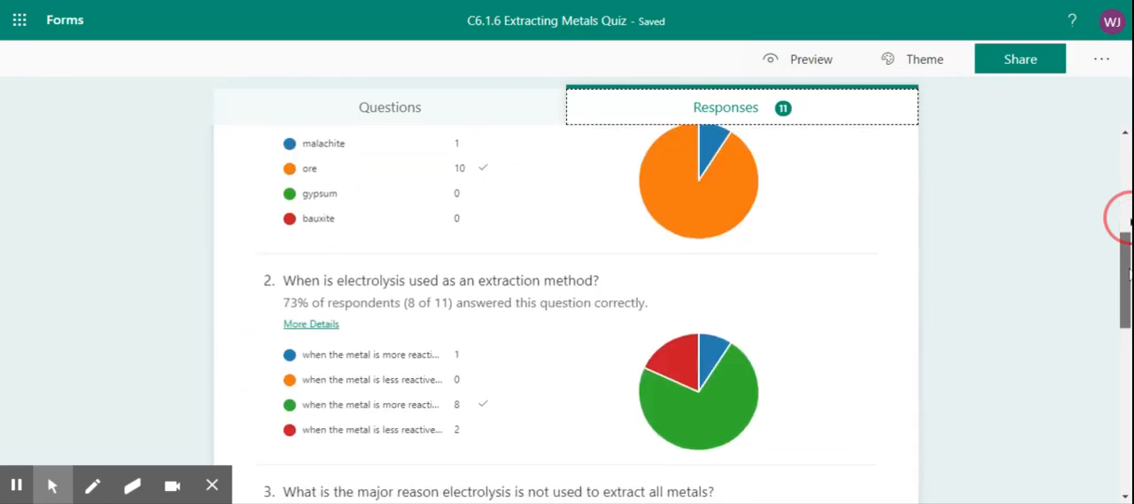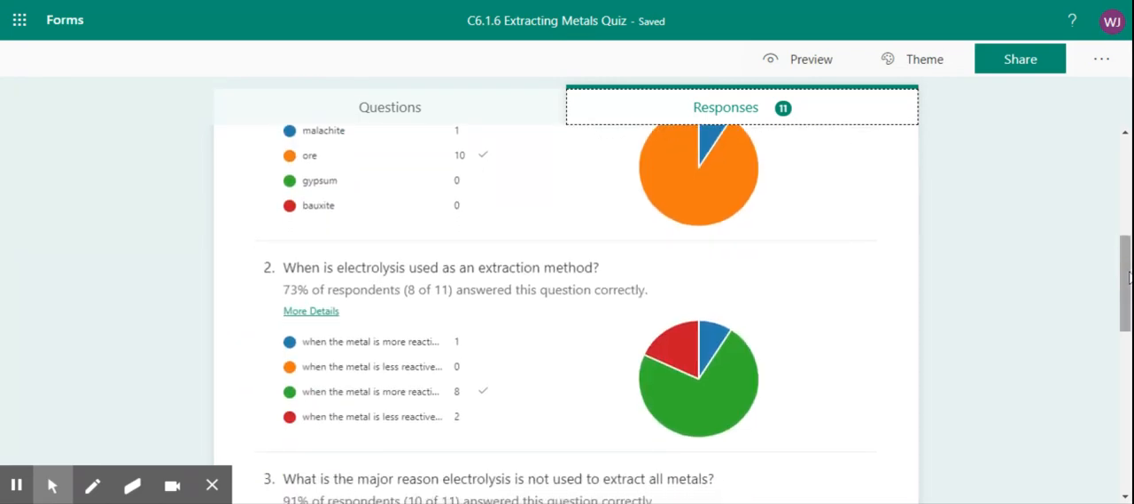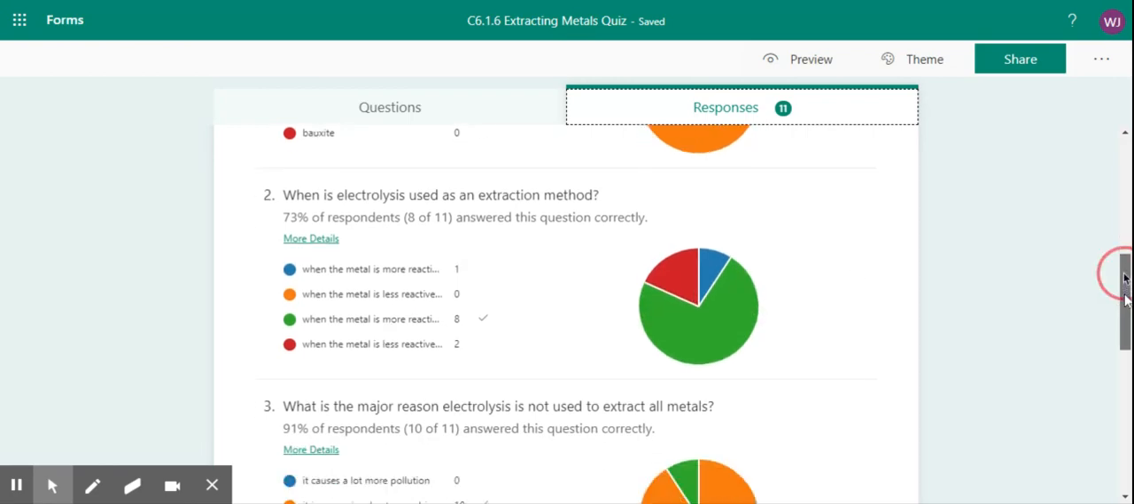Right, question 2. When is electrolysis used as an extraction method? Most of you got this right. The answer is when the metal's more reactive than carbon. If it's less reactive than carbon, as some of you put, then you would use the extraction with carbon method because it's cheaper. But because the metal's more reactive than carbon, you can't use this method. The other wrong answer that somebody put was when the metal is more reactive than hydrogen. This is important when we do electrolysis of solutions, but to do with extracting metals, it's carbon, because carbon is the element that's used to extract metals.